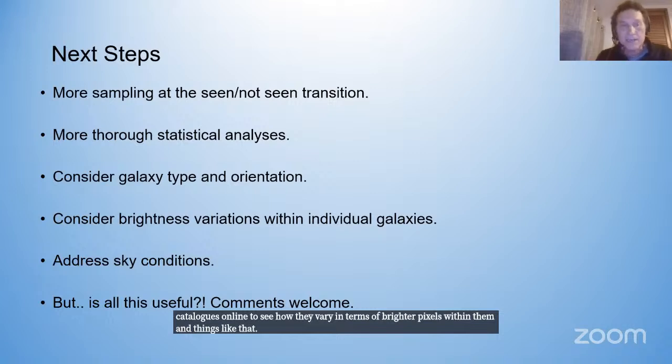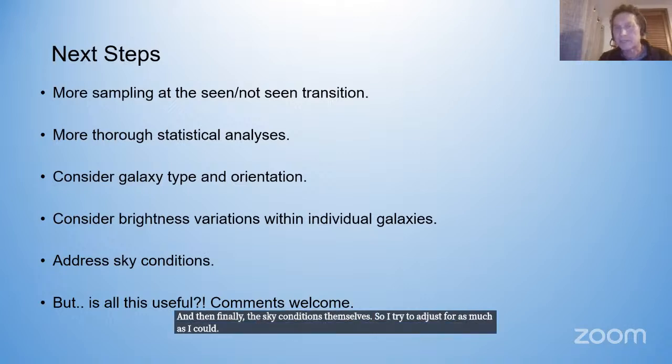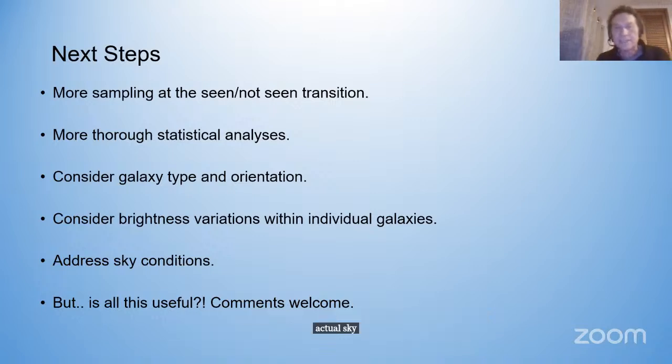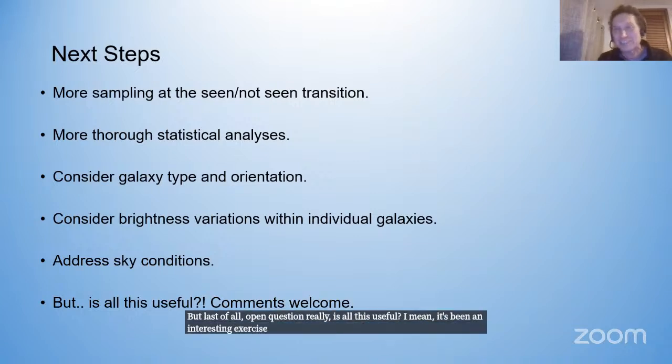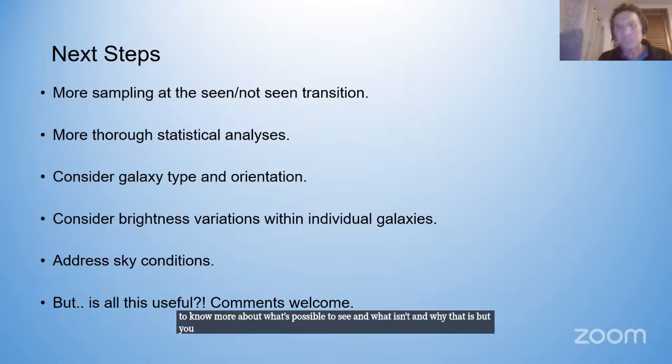And then finally, the sky conditions themselves. So I tried to adjust for as much as I could, but there's probably potential here for looking at that in more detail to see how actual sky conditions is affecting what you can actually detect. But last of all, open question really, is all this useful? I mean, it's been an interesting exercise for myself. There's no high science in it. As an amateur astronomer, I find it interesting to know more about what's possible to see and what isn't, and why that is. But I'm welcome to critique of this or any comments really about the whole process.